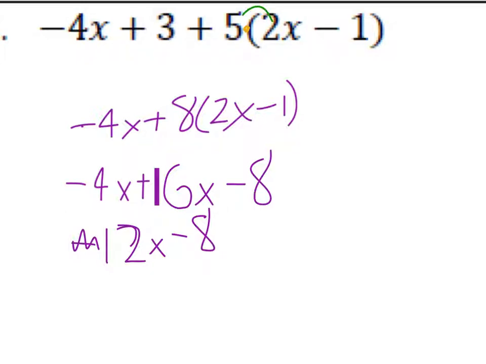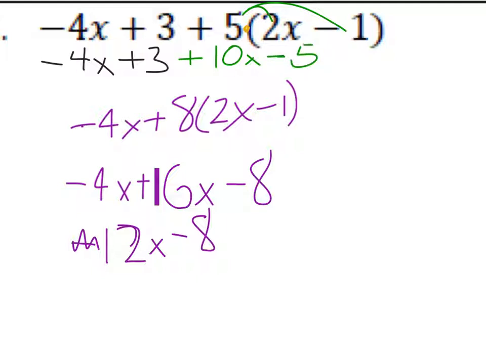So let's distribute the 5 first. Then we'll look to combine like terms, right? So then we'd have this -4x plus 3. And then that would be 5 times 2x would give us 10x's minus 5 times 1, which is 5.